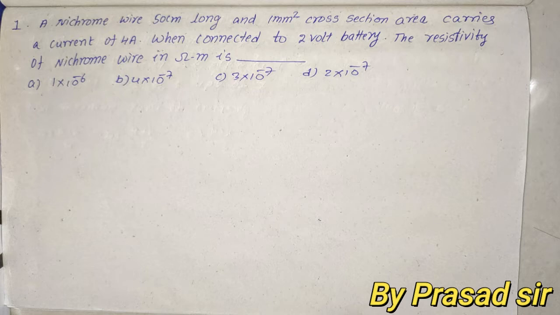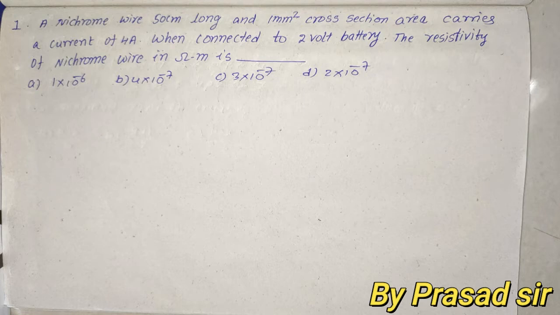Here MHT CET 2001 Physics solutions, question number 1. A nichrome wire 50 cm long and 1 mm square cross section area carries a current of 4 amperes when connected to a 2-volt battery. The resistivity of nichrome wire in ohm meter is how much?